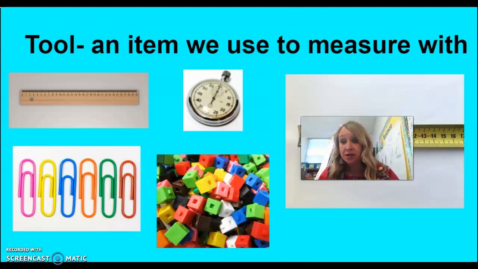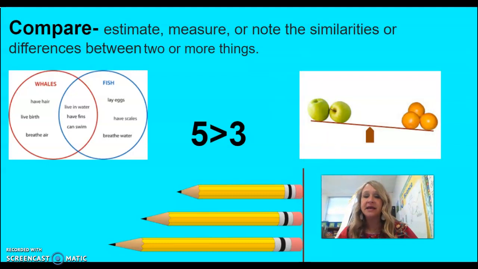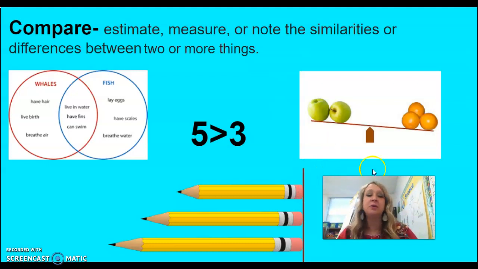Tool. Say tool. Tool is an item we use to measure with. We can use rulers, paper clips, stopwatches, cubes, tape measures. Compare. Say compare. Compare is when we estimate, measure, or note the similarities or differences between two or more things. We can compare whales and fish. We can compare numbers. We can compare weights of objects, and we can compare the different lengths of objects.